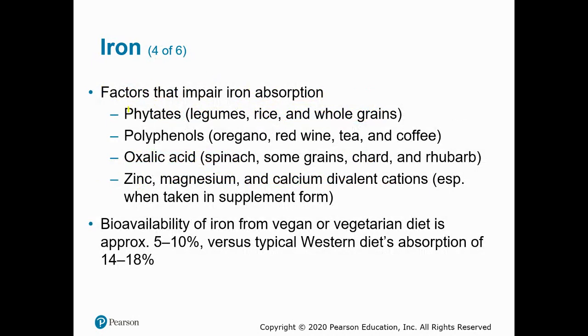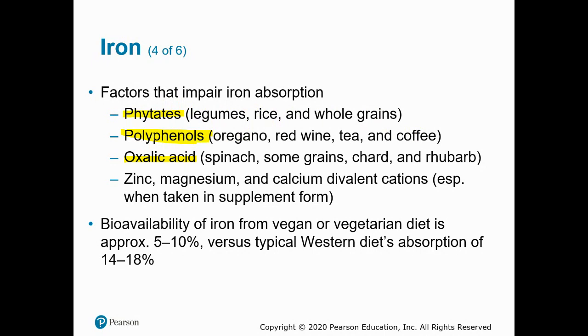Some things that impair iron absorption. These compounds that we find in some of our plant foods: phytates, polyphenols, and oxalic acid. Iron can be bound up in these compounds, and so then there's going to be less to absorb. The good news is cooking basically breaks these things down. So we don't usually go around eating raw legumes or raw rice, or even rarely do we eat raw whole grains. So perfect. Just by cooking these foods, which we have to do anyways to make them edible, we break down the phytates and make the iron more available.